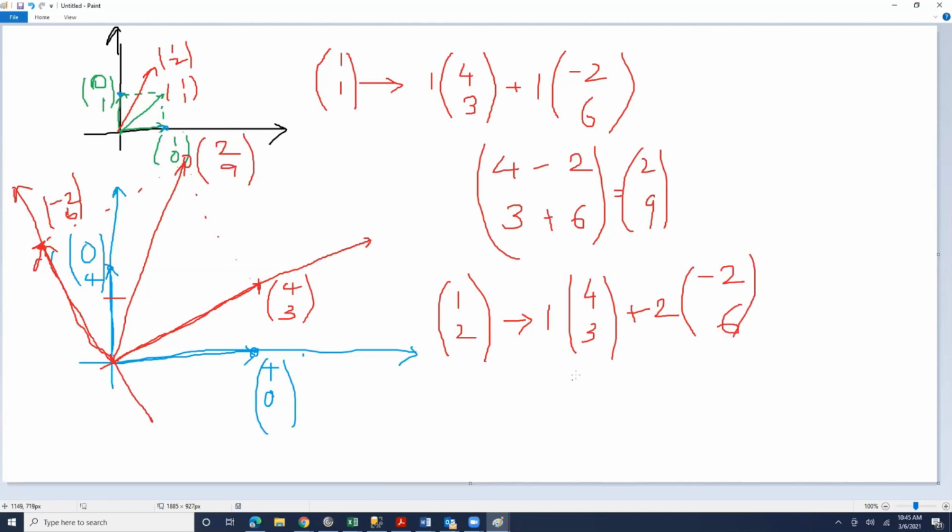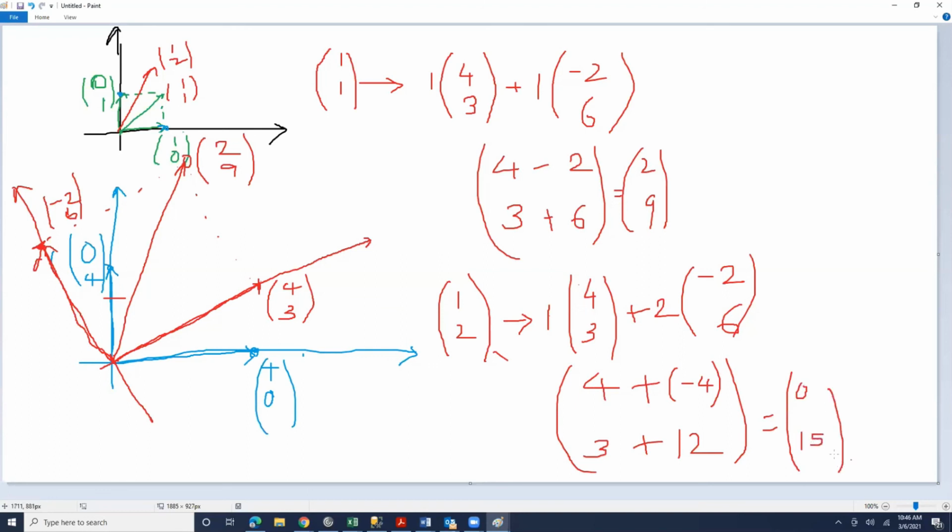So what does this give me? 1 times 4 is 4, plus 2 times minus 2 is minus 4. 1 times 3 is 3, plus 2 times 6 is 12. So this is telling me that my initial vector ended up at 0 comma 15. So whatever this red line was, after my transformations, ends up at something somewhat surprising. It only has the y component, so it ends up somewhere, oops, not on this direction, but somewhere here.